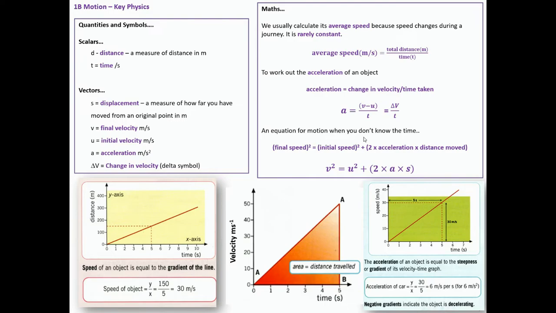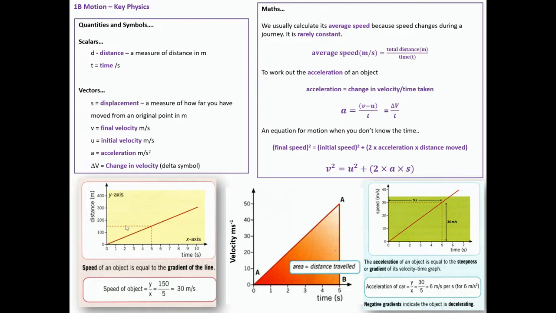The equation for motion when you don't know time. You don't have to derive this, but you have to know that the final speed, V squared, equals initial speed, U squared, plus 2 times the acceleration times the distance moved or displacement. They use the S there. You've got to remember that that is displacement.